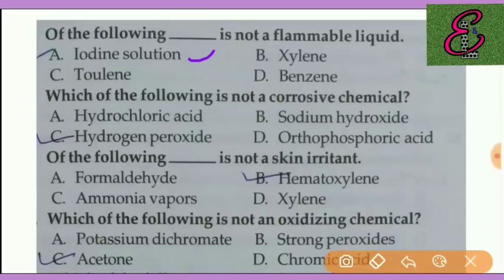Second question. Which of the following is not a corrosive chemical? The answer is hydrogen peroxide. Hydrogen peroxide is not a corrosive chemical.